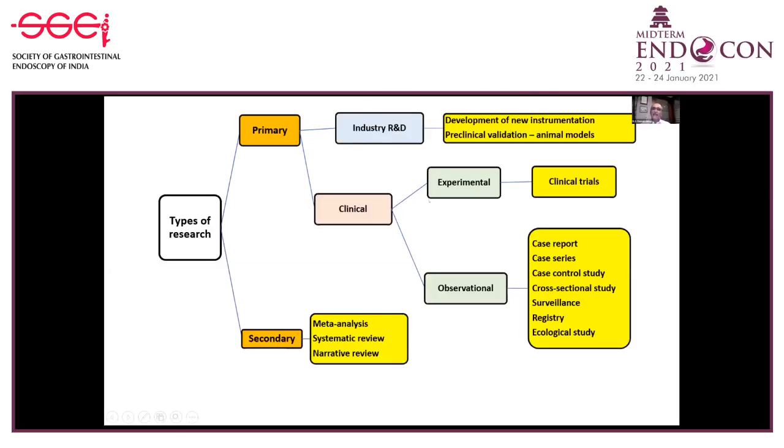What most of us end up doing is clinical research, which also is primary. We generate the data, and this can be experimental. You can actually do an experiment in which you do clinical trials. You randomize people to interventions, or maybe observational, and there are a number of observational designs which I'll talk about a bit later. The second form of research is secondary research, which is that you take data which is publicly available and then try and make sense of it in the larger context.